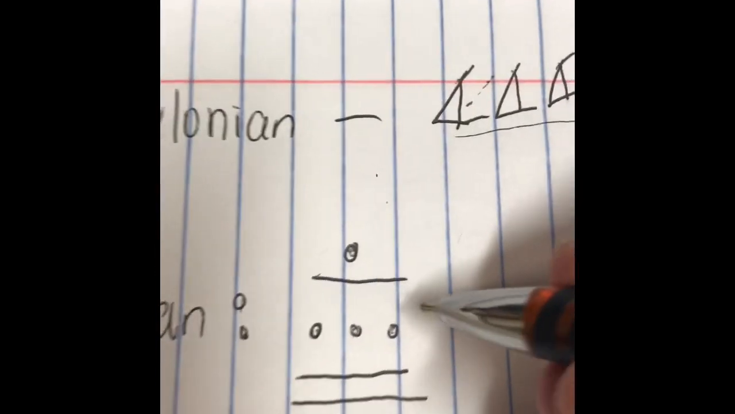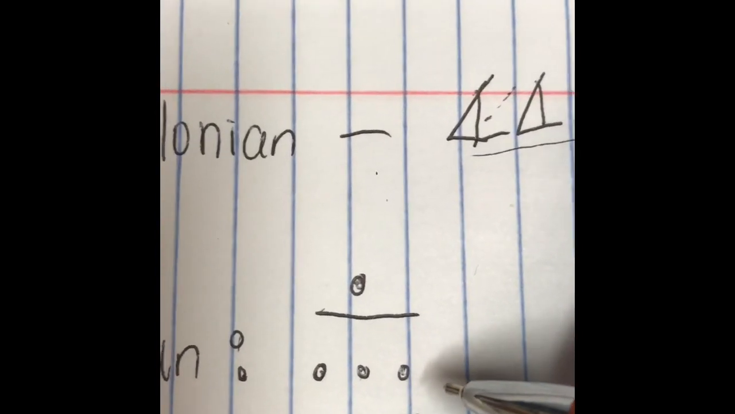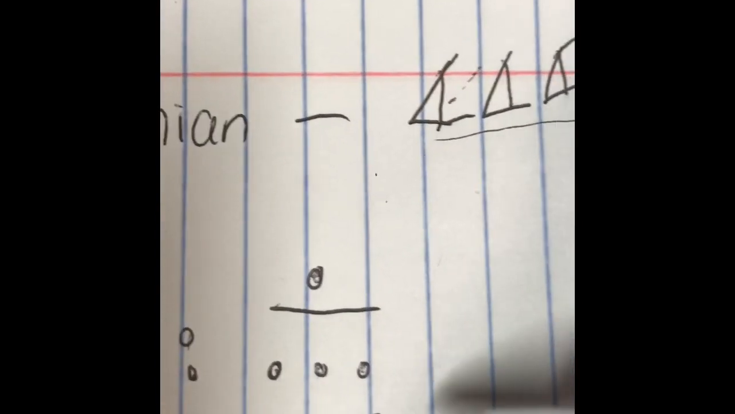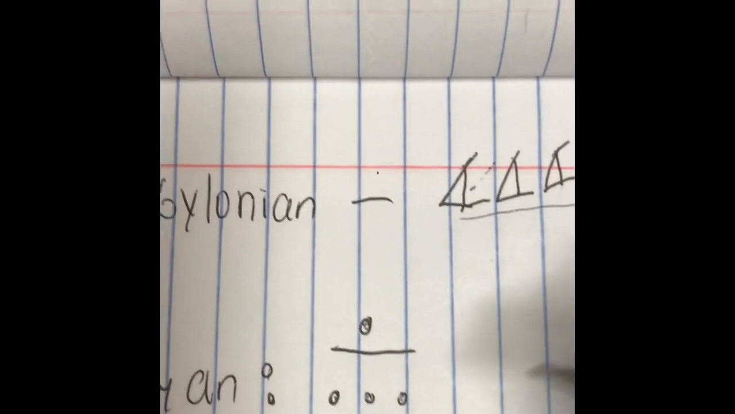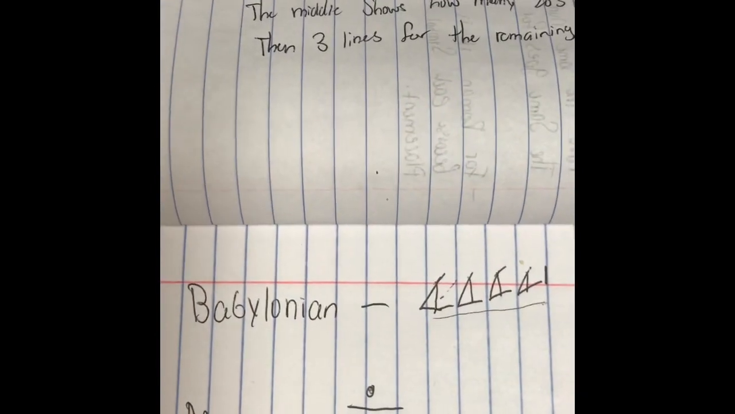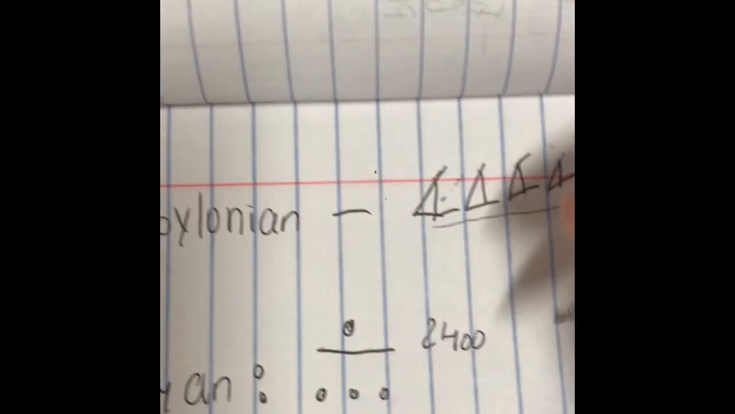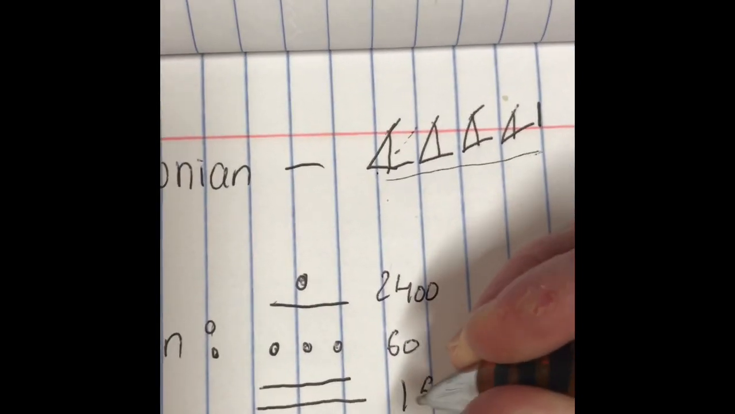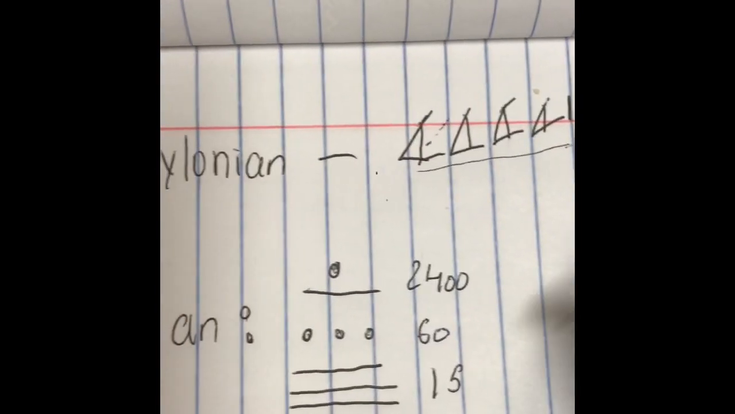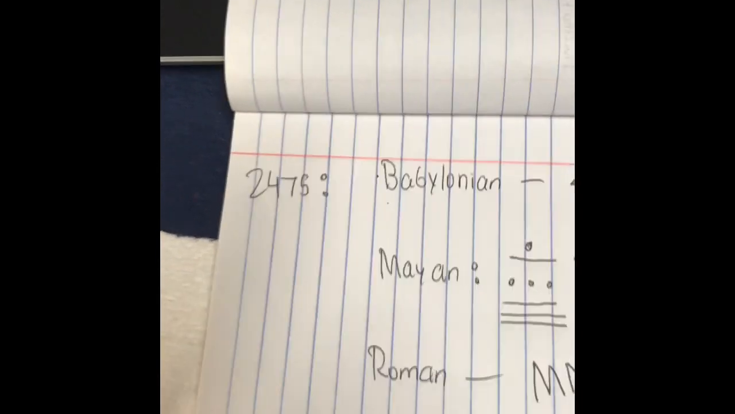The middle part has 3 dots. Each dot represents a 20. This is because there are 3 20s in 75. Now this leaves 15. So now we account for 2,460. This is 2,400, and this is 60. Now we have 15 to get the 2,475 because each line represents 5. So that is the Mayan numeration system representation of 2,475.